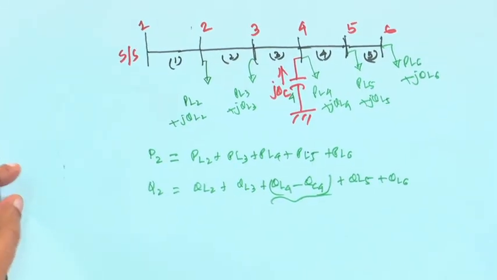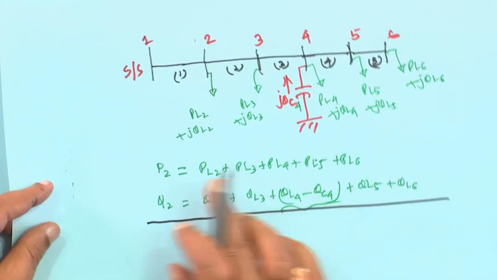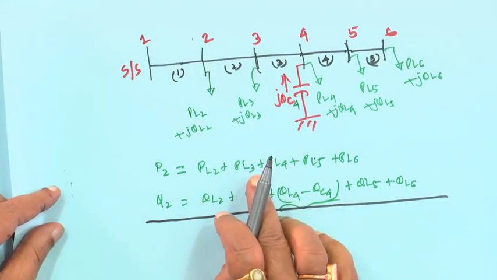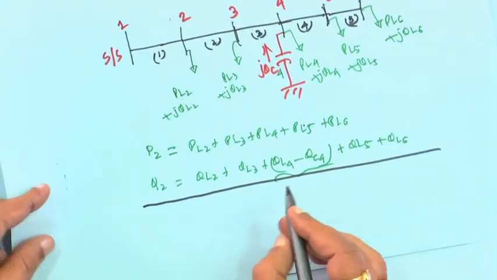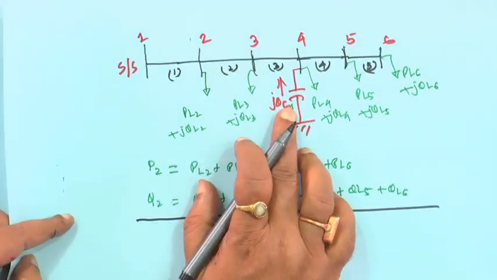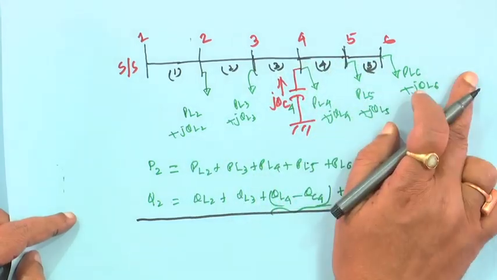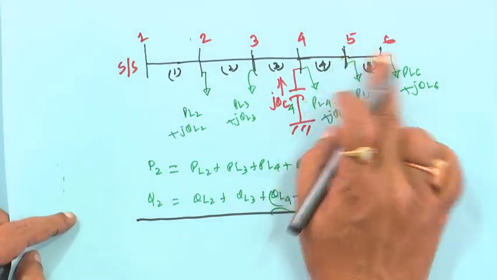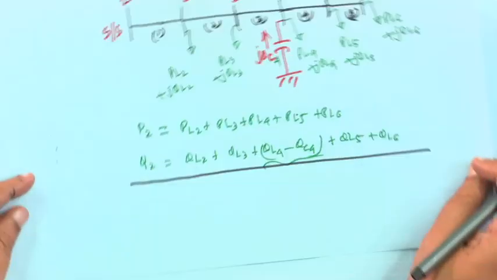Similarly, if you come to P3, it will be PL3 plus PL4 plus PL5 plus PL6. I am not writing P3 fully, because my objective is Q, since the capacitor Q is being injected. Similarly, P4 will be PL4, PL5, PL6; P5 will be PL5, PL6; and P6 will be PL6. This is understandable.